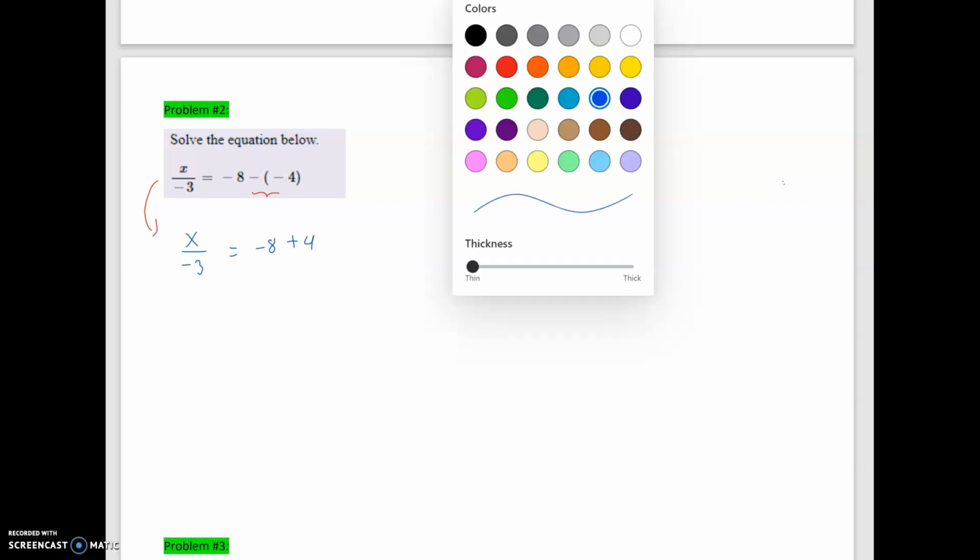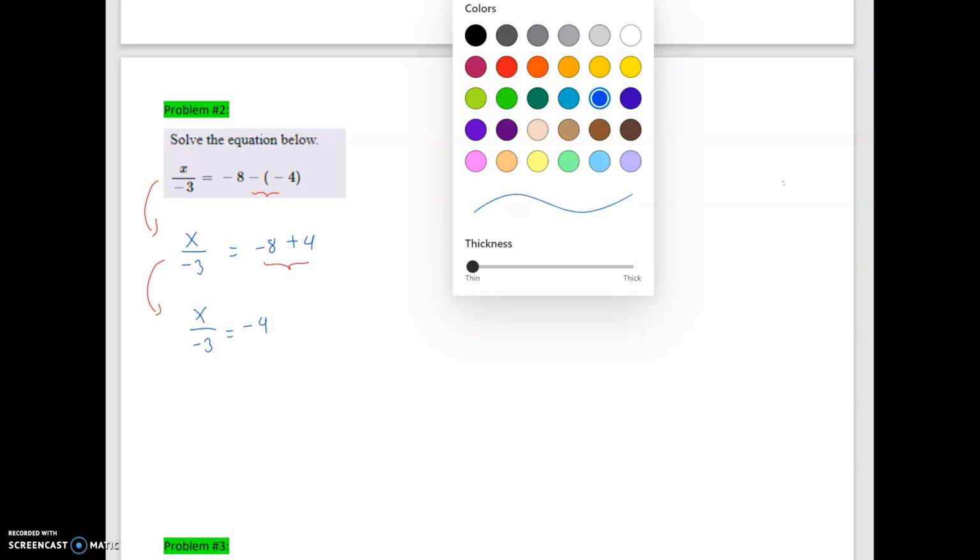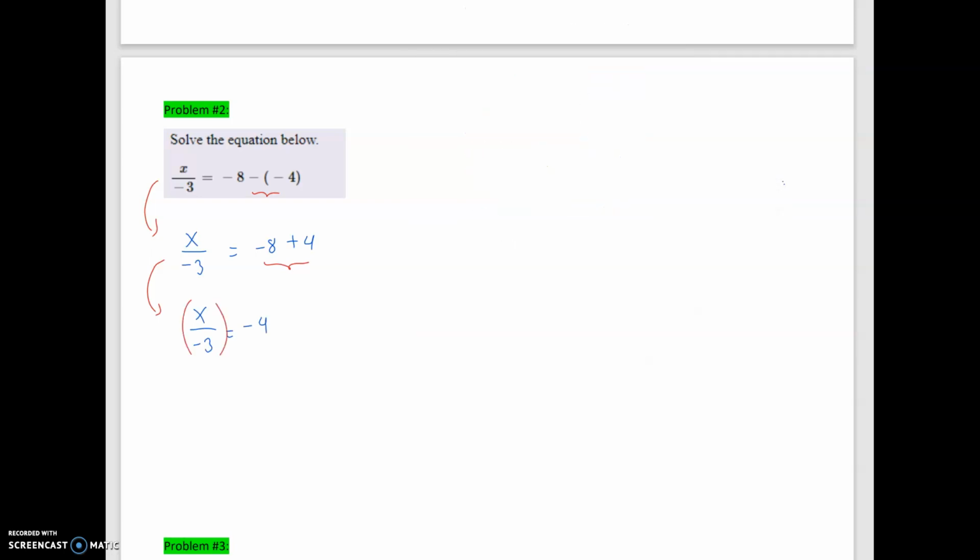And then at this point, let me add the values on the right hand side. So we're looking at x divided by -3, and this is equal to -4. And then at this point, let's multiply both sides by -3. So we're looking at x is equal to +12. That's it for problem 2.